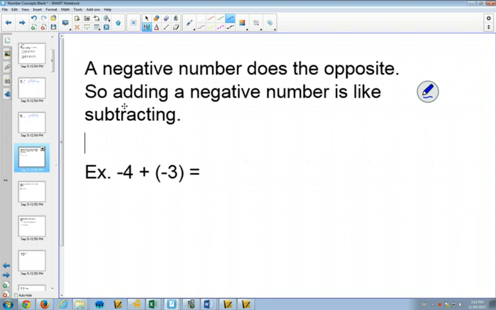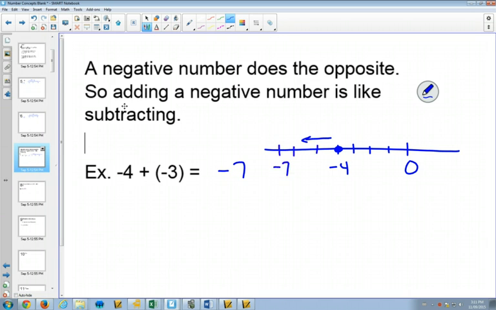So we've got -7 here is the answer. If you want to think of this on the number line, -4 is where we're starting. So here's our number line. I'm going to put 0 here. 1, 2, 3, 4. Here's -4, our starting point. Now, adding usually moves things to the right, but adding a negative always does the opposite. So here, adding would normally move to the right, but because I have a -3, I'm going to move 3 to the left. 1, 2, 3. That gets me to -7.